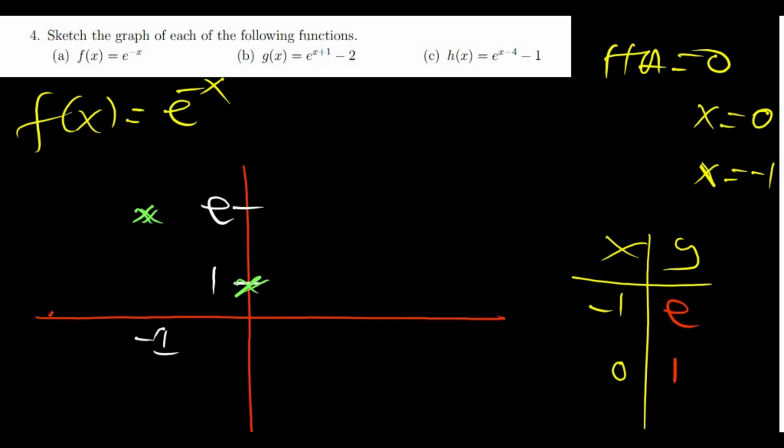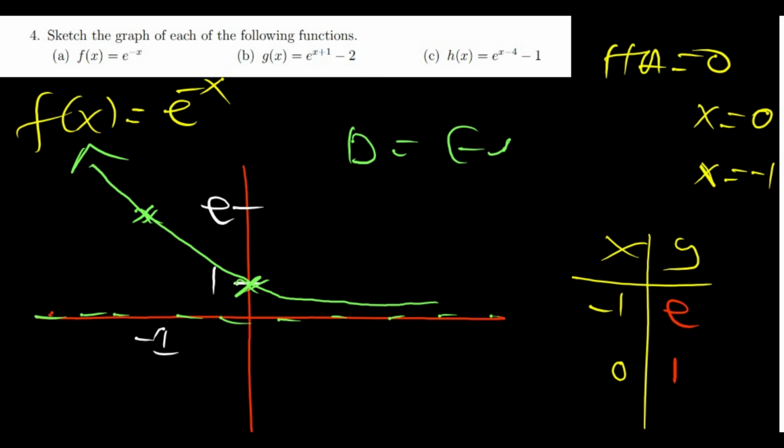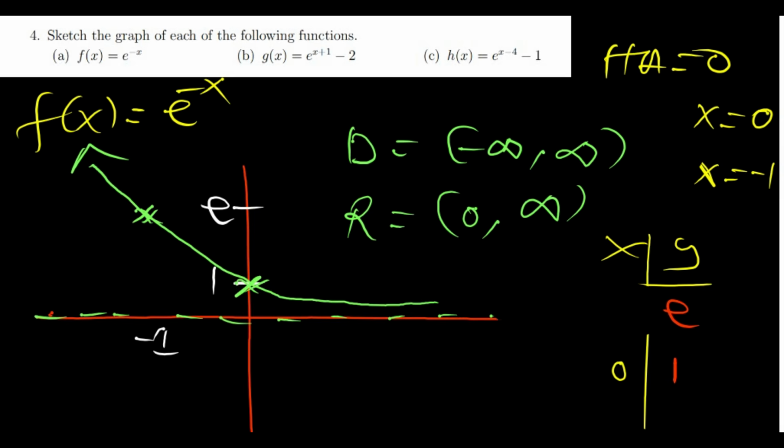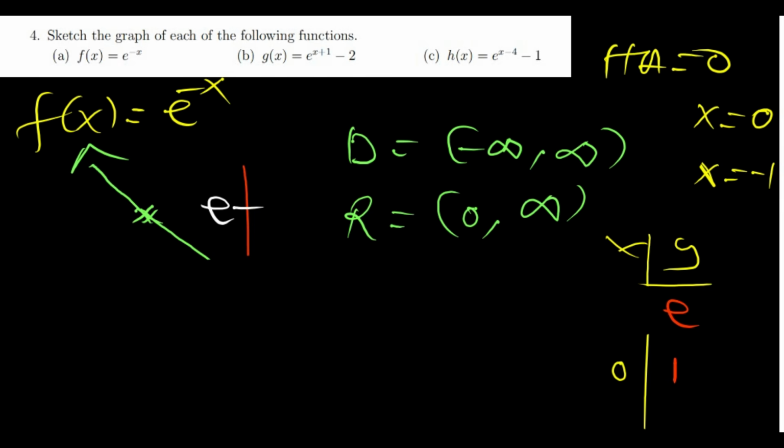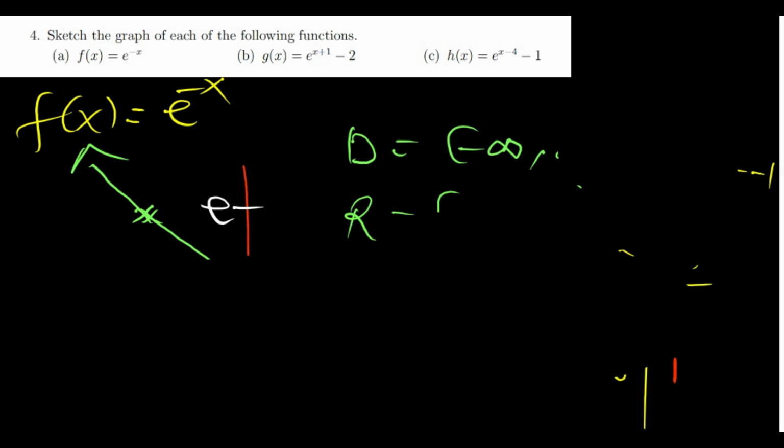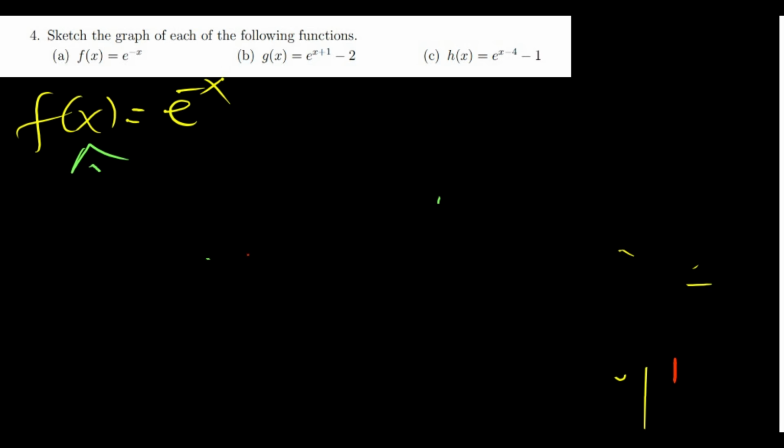Remember, the horizontal asymptote is 0, so it must not cut this line. It runs away from this line, going there, and that is going to be our graph in that case. So that is it. Now from here we can also see that the domain is from negative infinity all the way to positive infinity. The range is from 0 all the way to positive infinity. As simple as that. So now we are done with part A. Let's go to part B.